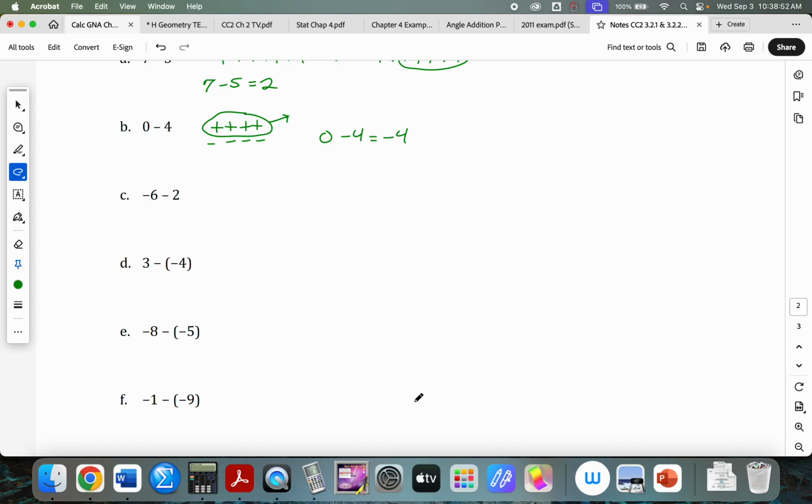All right. Let's take a look at these, please. So for this first one, you're supposed to start with negative 6, and then they want us to subtract 2 positives. Well, I don't have any positives to subtract. So in order to subtract the 2 positives, I need to add on 2 more negatives. So I get negative 6 minus 2 is negative 8.